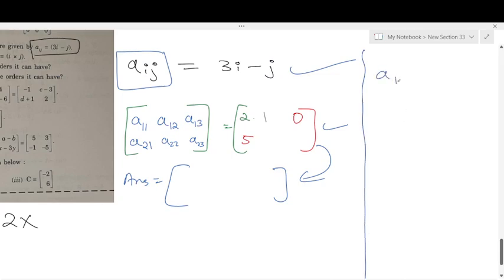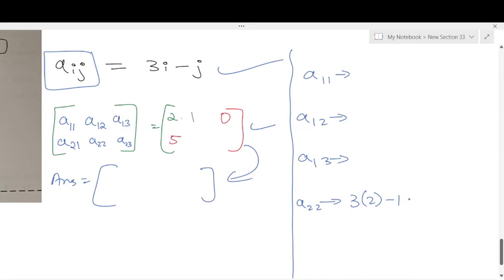Show all the calculations here. For A11, yeah, write the answer. Next. For A12, show the calculation. A13. A22. What's the answer for A22? 3 into 2 minus 1.